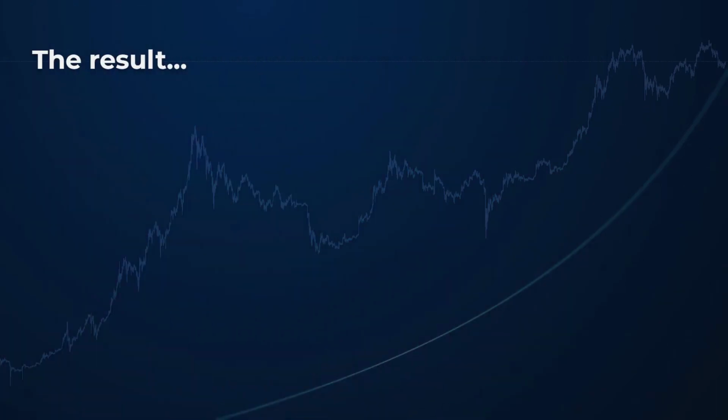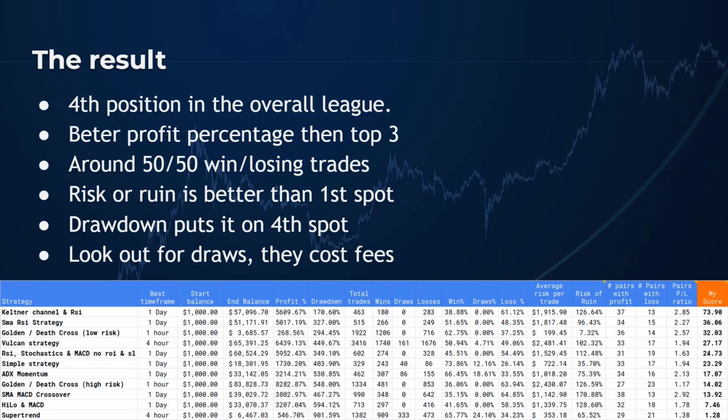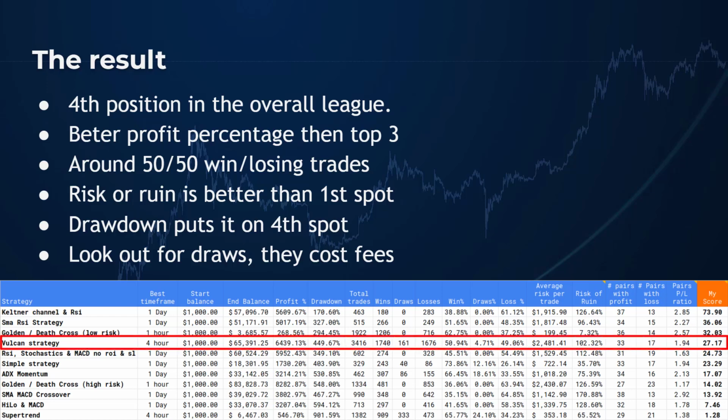So with this out of the way, let's see how this Vulcan strategy performs in comparison with my earlier tests. The list gets nice and long, and this is already the 11th strategy that I'm testing. The Vulcan strategy enters the overall league in the 4th position. It has the highest potential profit in the top 5 and a win rate of 50% is better than the number 1 of this list. Also, the risk of ruin is better than numbers 2 and 3. The only drawback is the relatively higher drawdown that this strategy has.